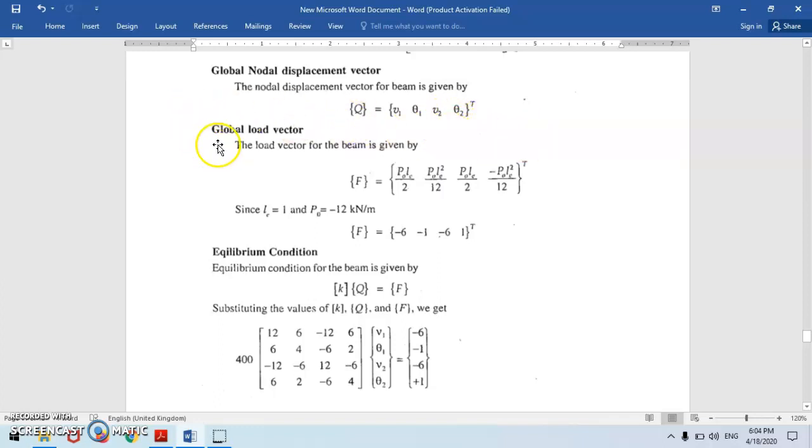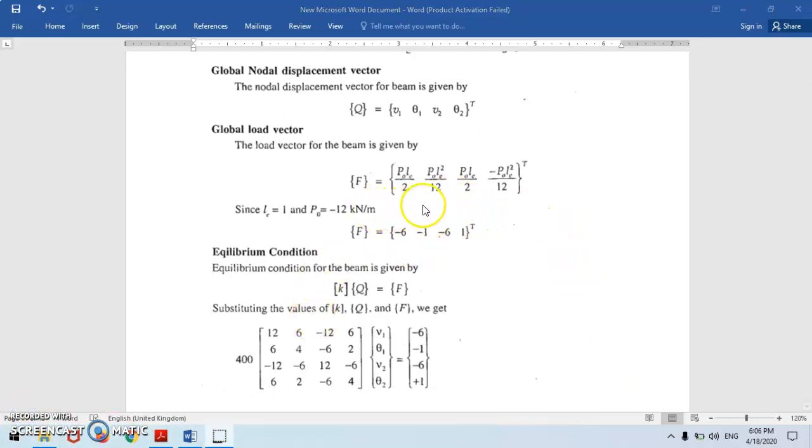The next step is to find out the global load vector. Already we know the equation of the load vector when there is a UDL, that is a uniformly distributed load. The equation says F is equal to P naught LE by 2, P naught LE square by 12, P naught LE by 2, and so on with P naught.